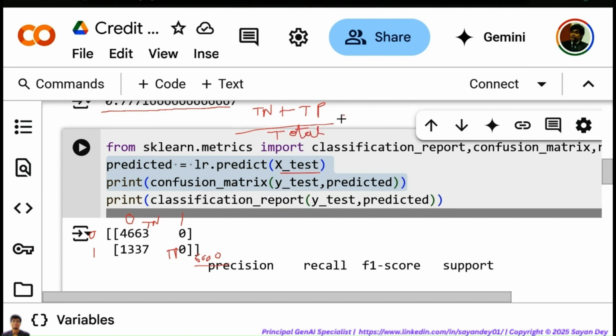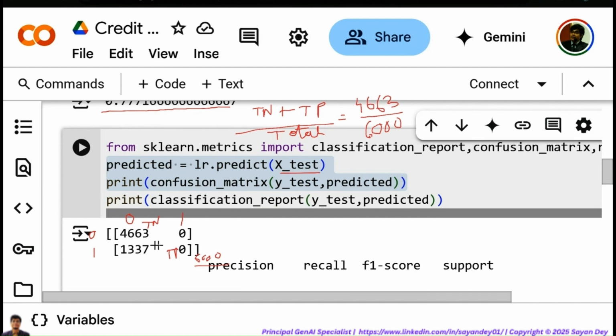So if you do the maths right now, this is 4663. Please open up your calculator and do the maths. You see 4663 by 6000. If you do this computation, you will get a figure which is exactly equal to 77.77%. That is how the accuracy is coming.